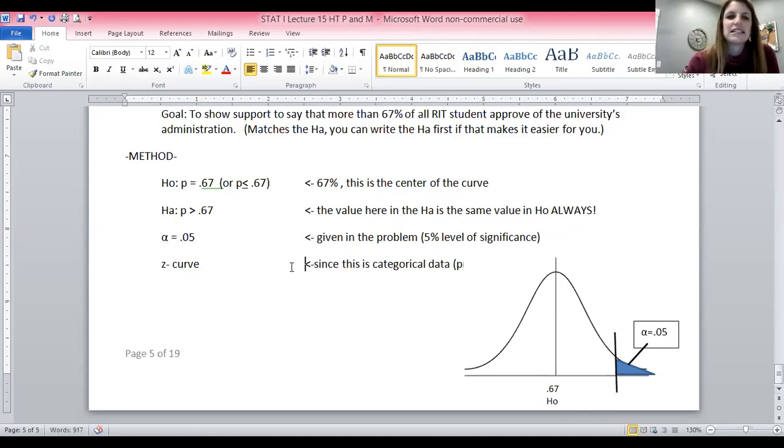Okay, there it is. So that's my HA and my null. I'm going to finish my method step, then we'll go back up to the goal. Alpha is my level of significance. This is 5%. It was given to us in this problem.